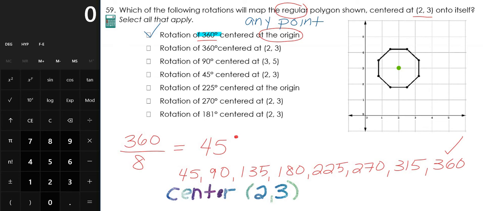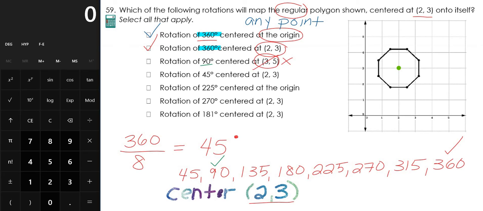The next one, again, notice it's 360. So really, it doesn't even matter what center they list. But they listed 2, 3, which is our center. So I'm happy with this choice as well. Next one, rotation amount of 90. So let's take a look, 90. Is that on our list? Yep. So I'm good with that. But look at the center. The center is at 3, 5. I can only rotate around 2, 3, not 3, 5. So no.